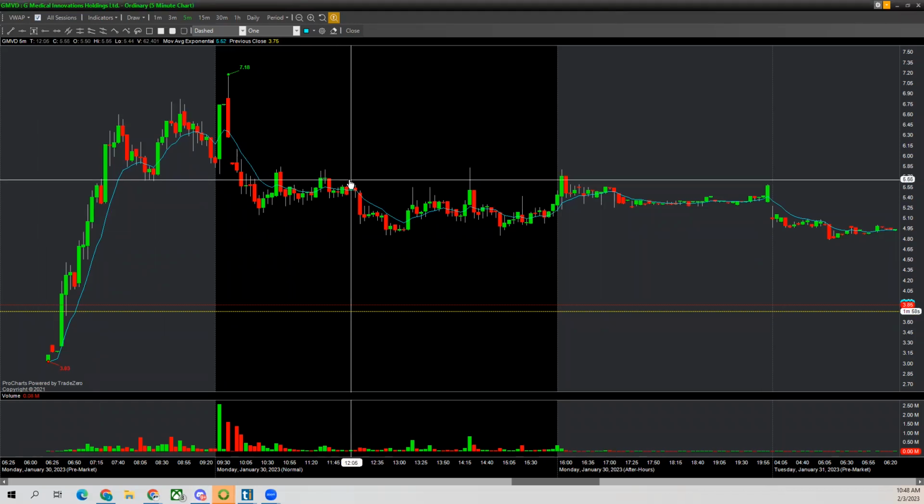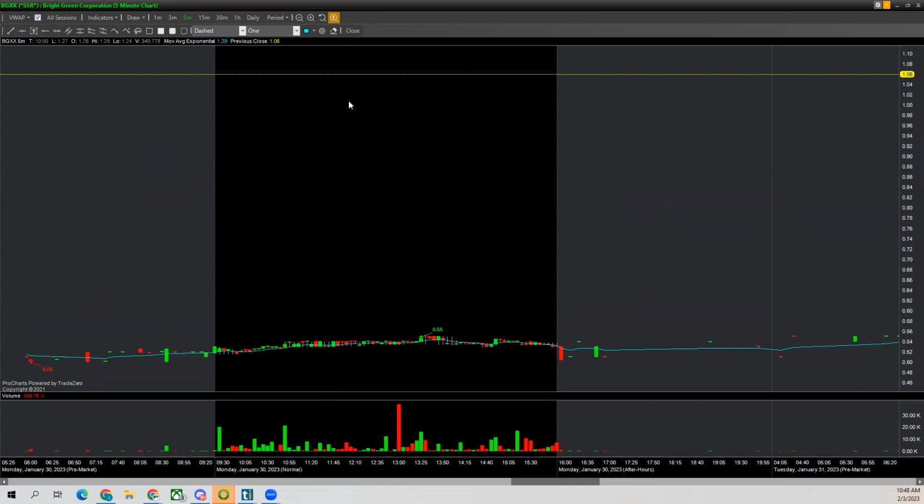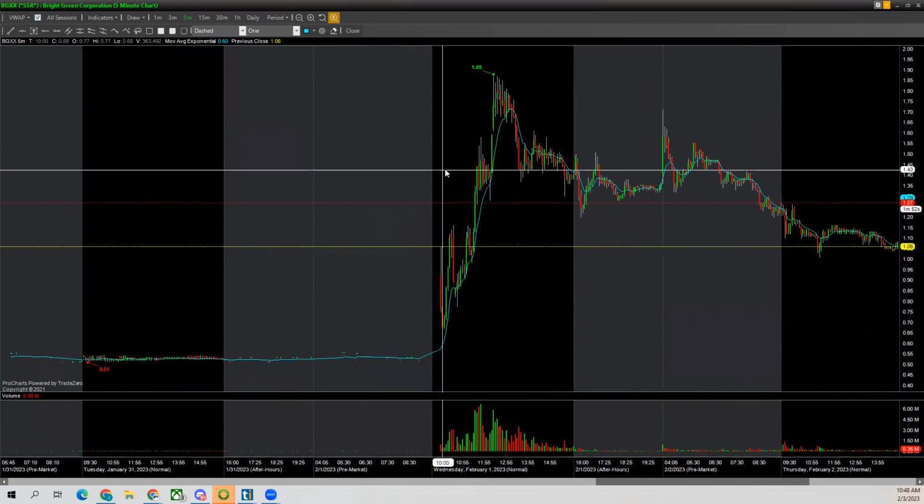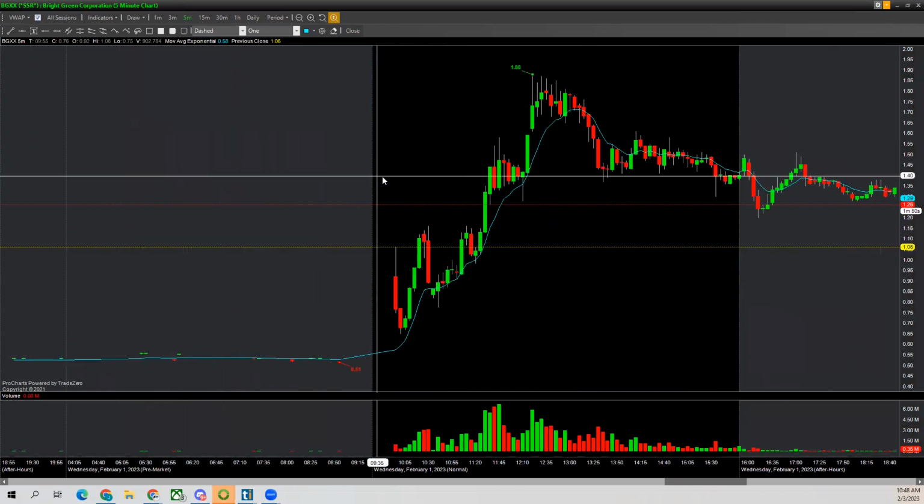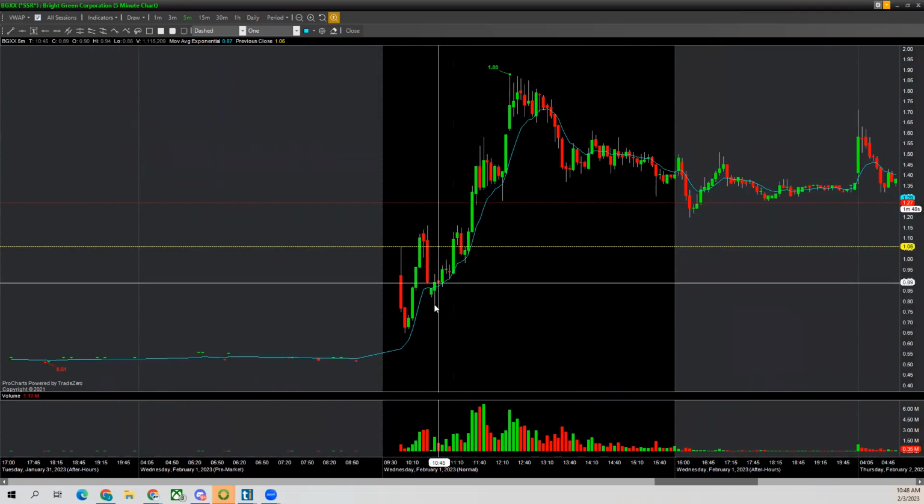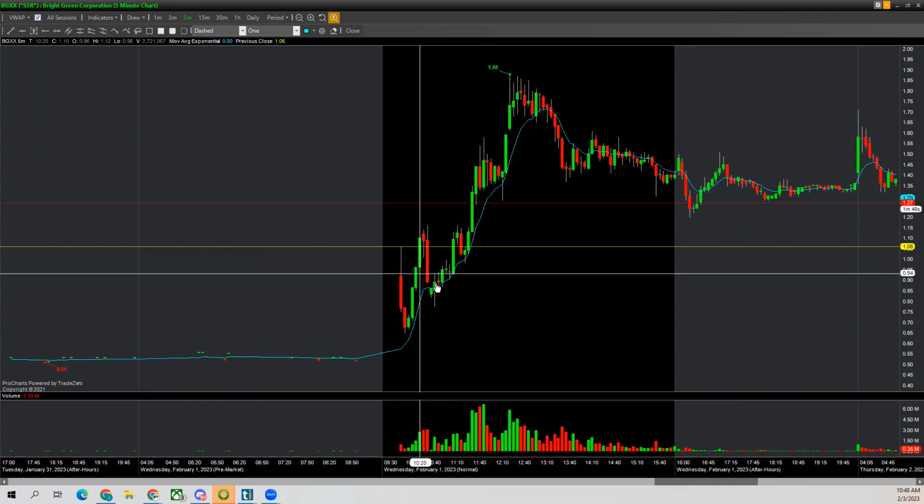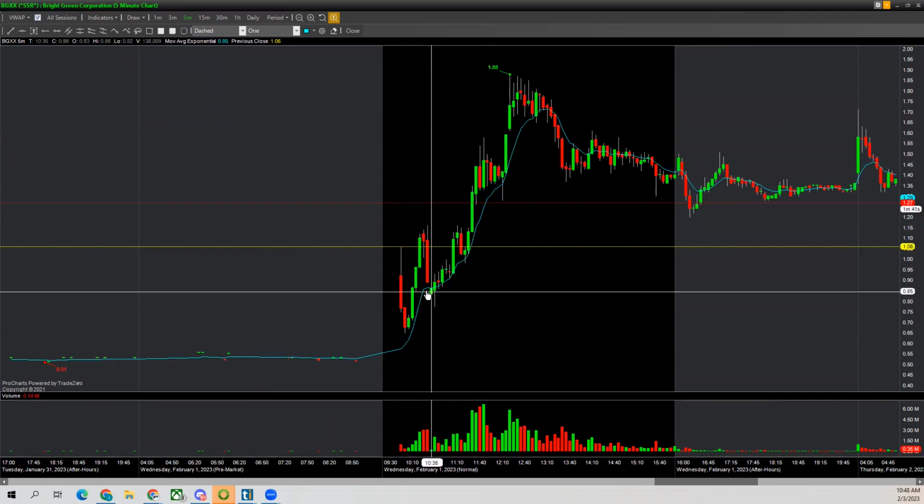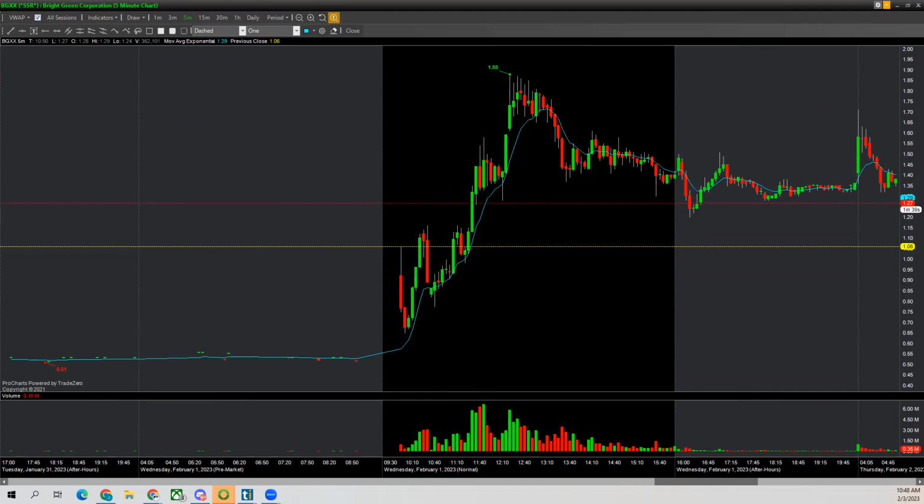BGXX. I was screaming at some of the team members, not screaming, but quite literally screaming at some of the team members to short BGXX. Look at this. It validated the 9 EMA the entire ride to the upside, not the body closing below the 9 EMA once. Literally not once. It continued and continued to rally.